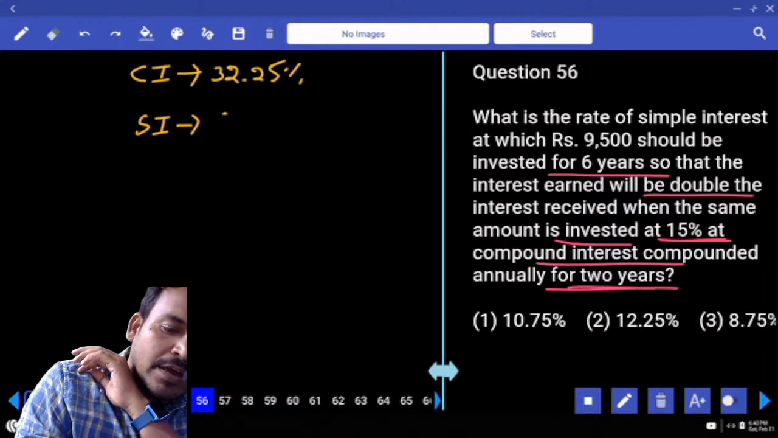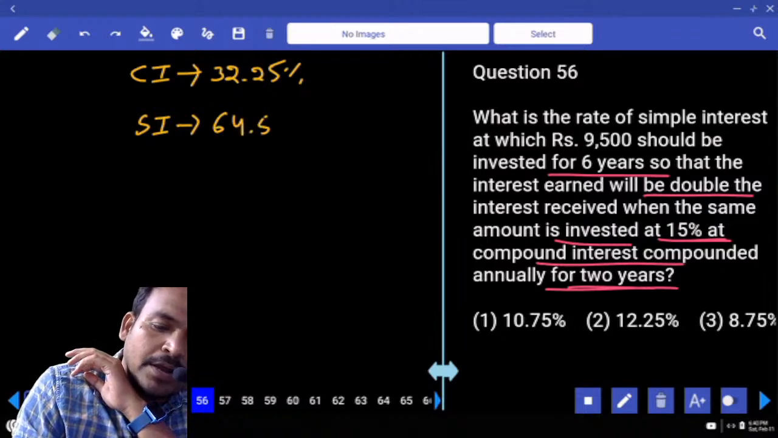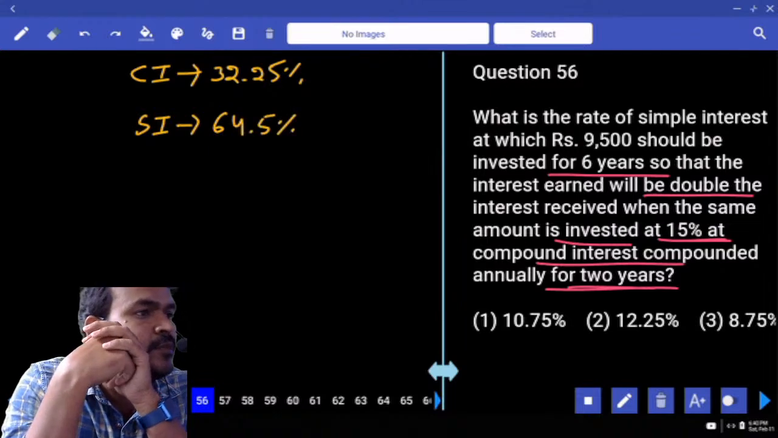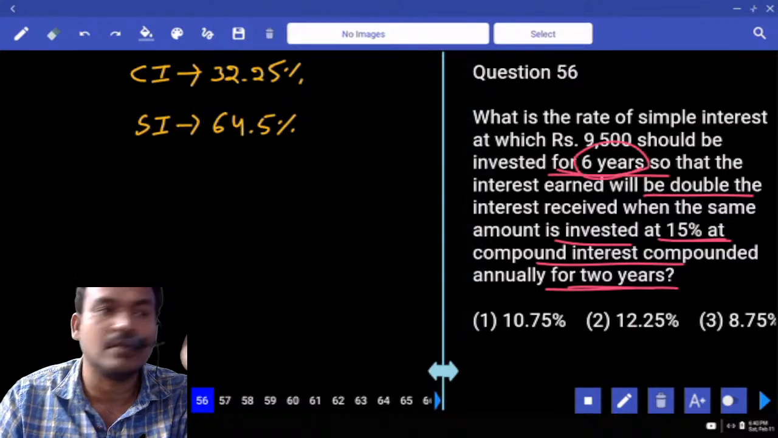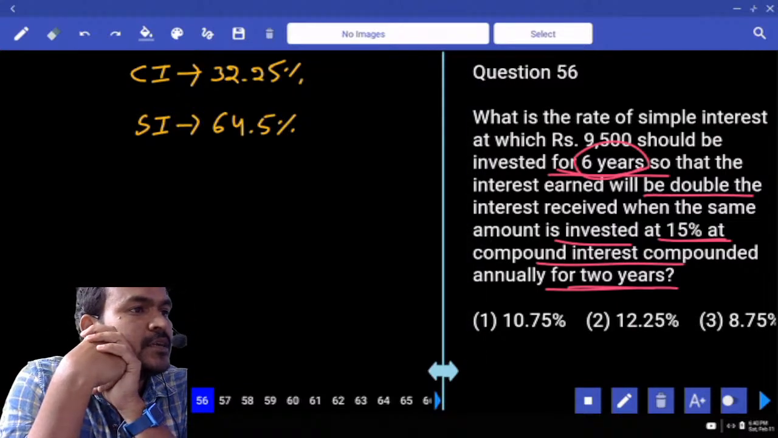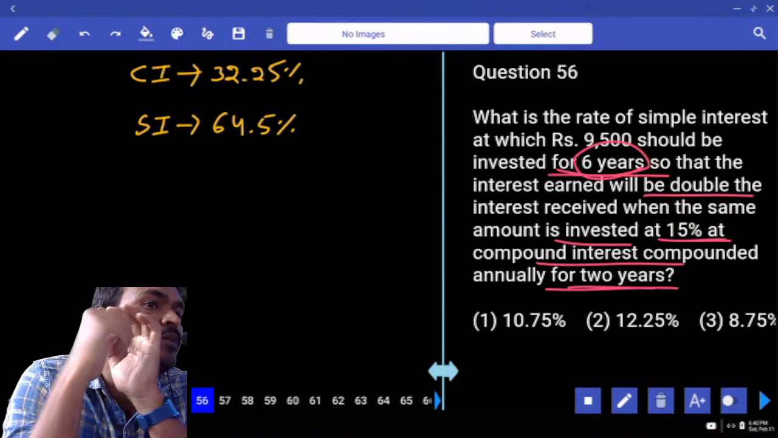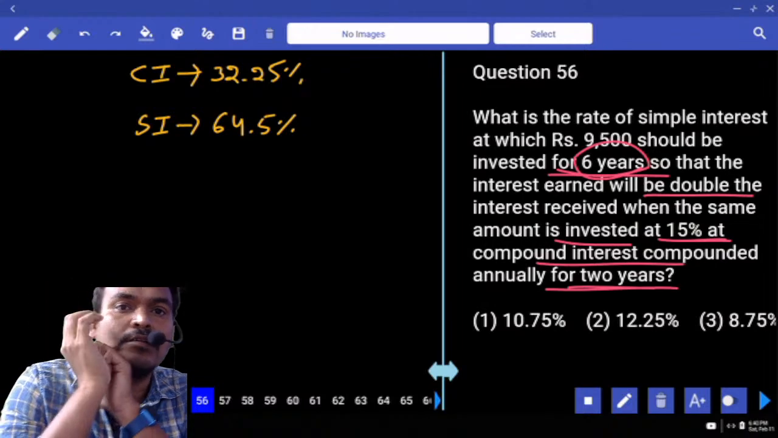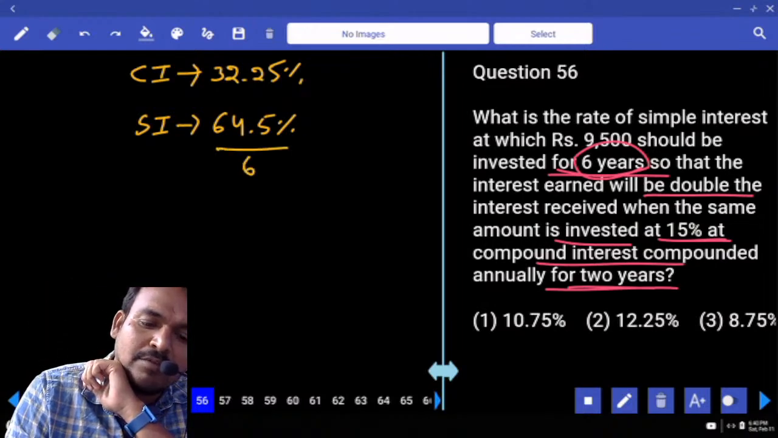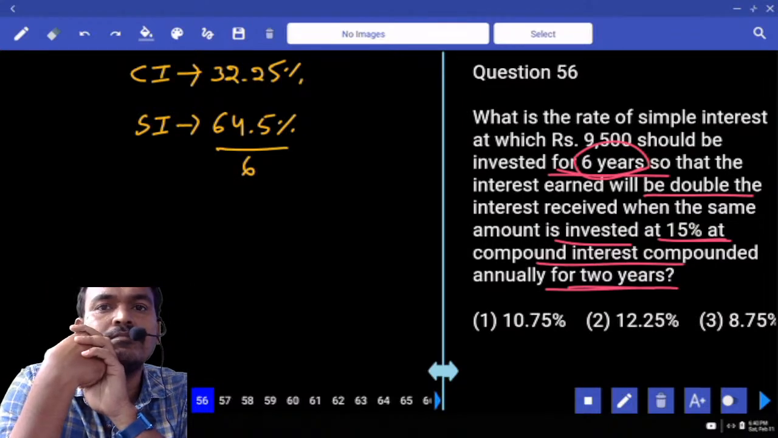32.25 double or triple? Double. Means we are getting 64.5%. That is simple interest or compound interest? Simple interest. That simple interest is received in how many years? 6 years. Means 64.5% received in 6 years. But we required which one? Rate of interest. Means divide by 6. We get the 1 year rate of percent.